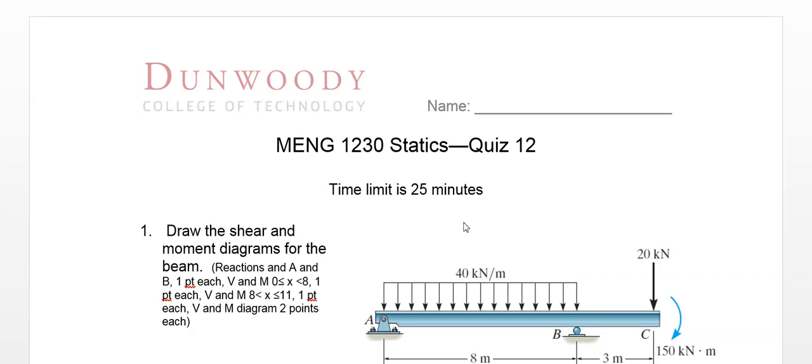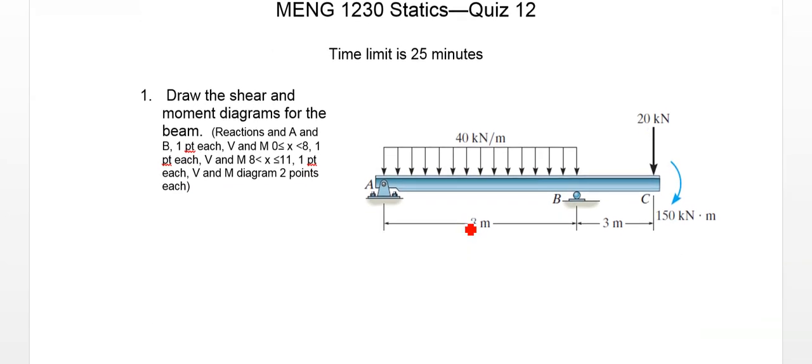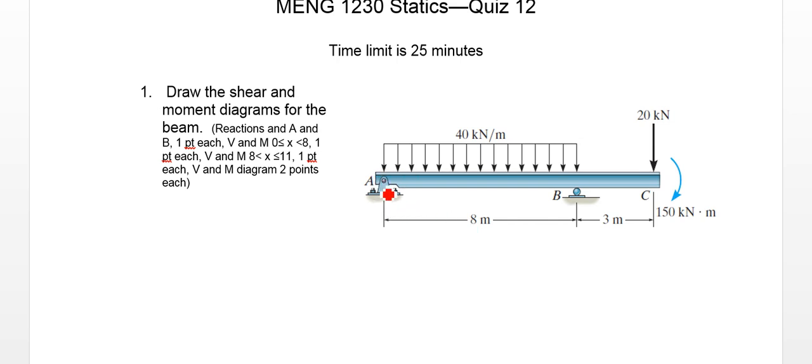Okay, we'll work through the solution to Mechanical Engineering 1230 Statics Quiz 12. We have a beam here. It's a pin connection on the left end, simply supported part way through, and then the right end is cantilever. And we're asked to draw the shear and moment diagrams for the beams.